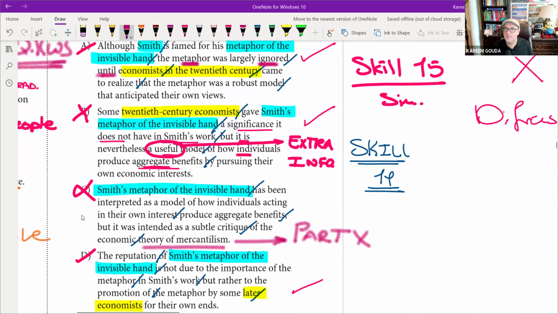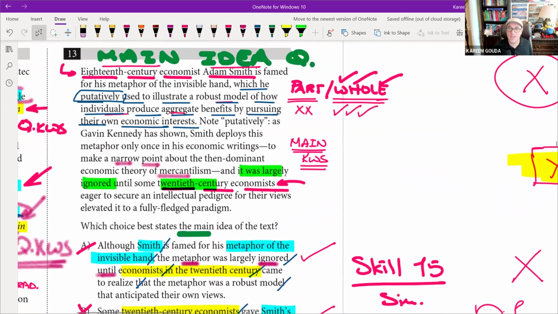A says, although Smith is famed for his metaphor, the metaphor was largely ignored until economists in the 20th century came to realize the metaphor was a robust model that anticipated their own views. D, the reputation of Smith's metaphor is not due to the importance of the metaphor in Smith's work, but rather to the promotion of the metaphor by some. Okay, wait a minute. So answer D says it is reputable, it is well known, not because it is important in Smith's work, but rather because later economists promoted it. And that's exactly what we have here. Look, he putatively used it to illustrate. So it was supposedly right. Apparently, it was not. Note putatively.